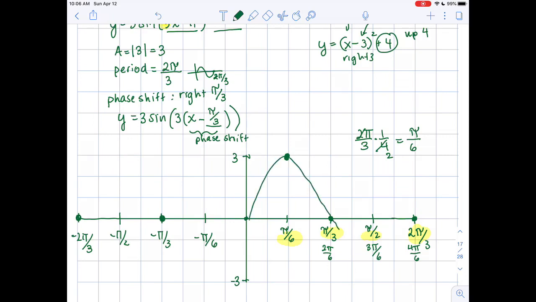Let me clean this up a little bit here. So we would have hill then valley. If I continued on the other side with that pattern, the minimum would be at negative pi over 6, the max would be at negative pi over 2. So we have here that the sine function would look like that.